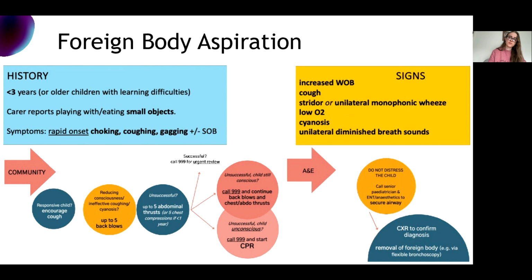If they are conscious and it's in the community, you encourage them to cough and you can give them some back blows. If that's unsuccessful, you give abdominal thrusts, or if it's a child less than 1 year old, you give them 5 chest compressions. And then if that's successful, you send them to hospital. If that's unsuccessful, you need to call 999 and continue doing your back blows, chest thrusts or abdominal thrusts. And if they lose consciousness, you need to start CPR.